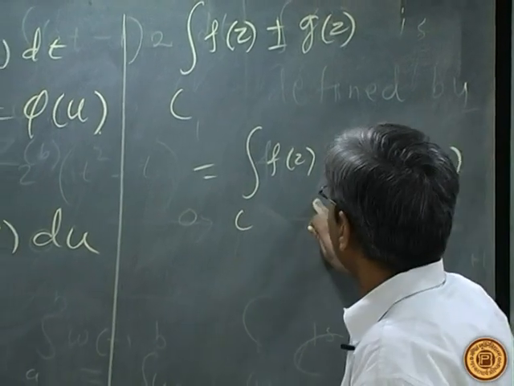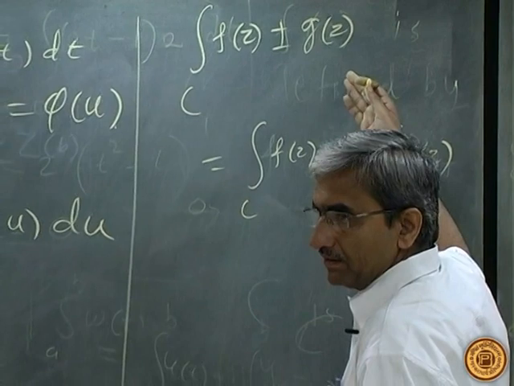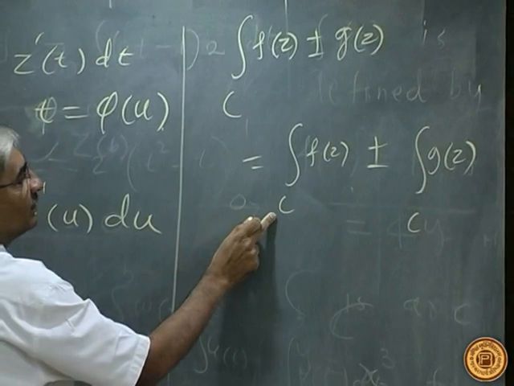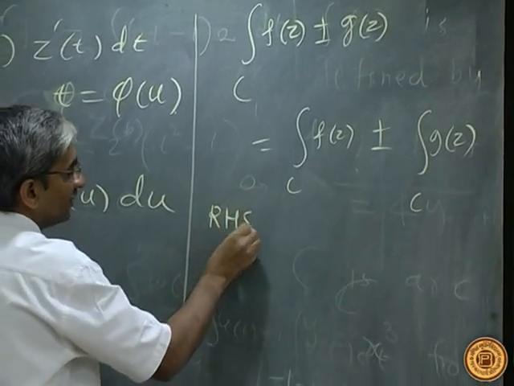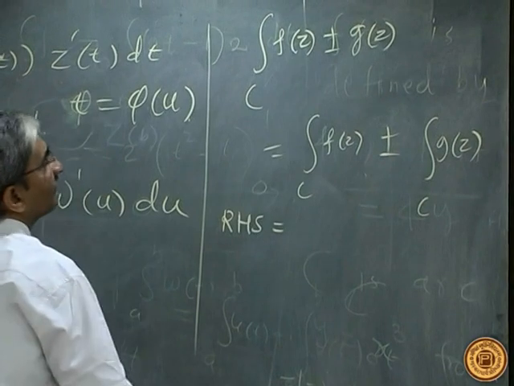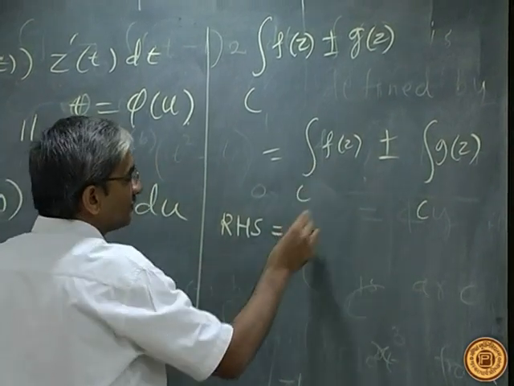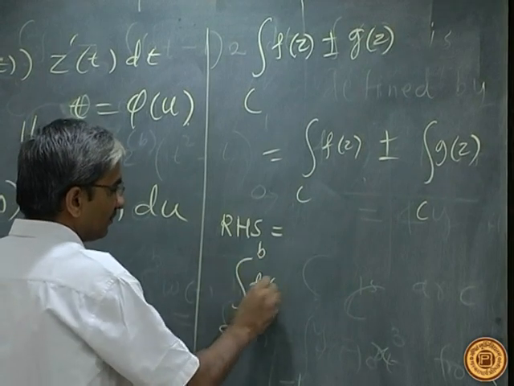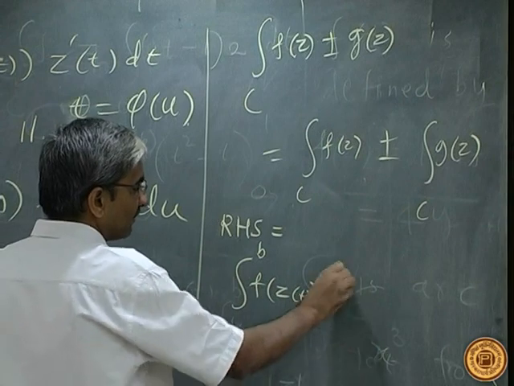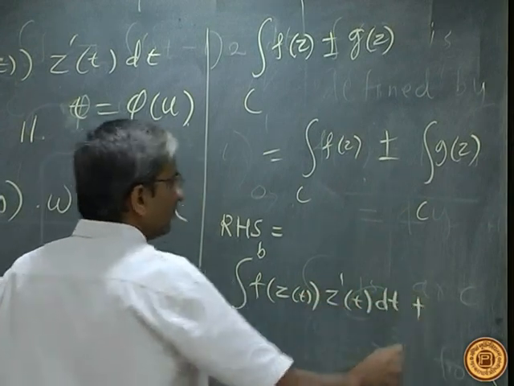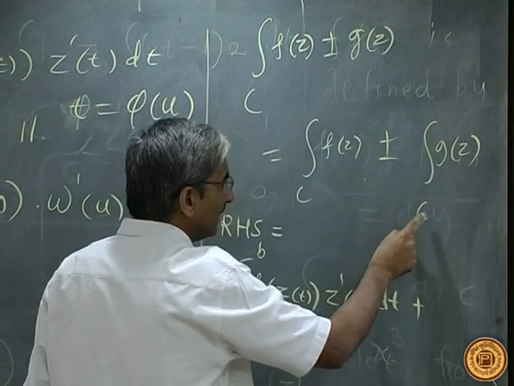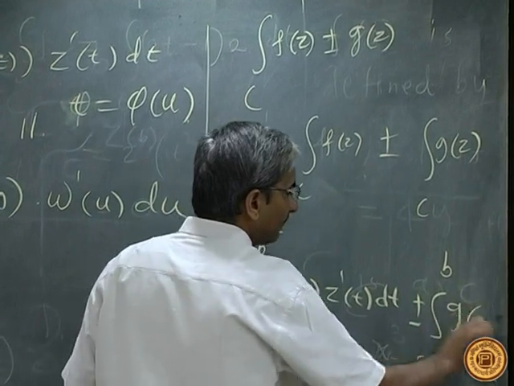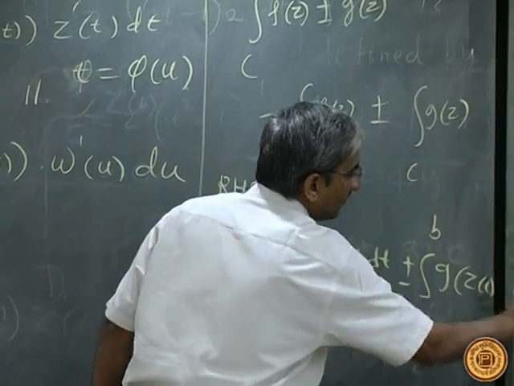Is this clear? Just apply the definition. Let us consider the right hand side. Suppose C is given by z(t). Then this is the integral from a to b of f of z(t) into z prime(t) dt, plus, the same curve being z(t), the integral from a to b of g of z(t) into z prime(t) dt.